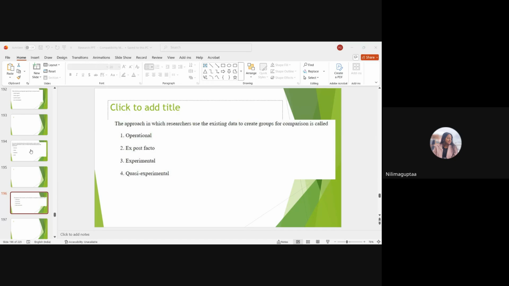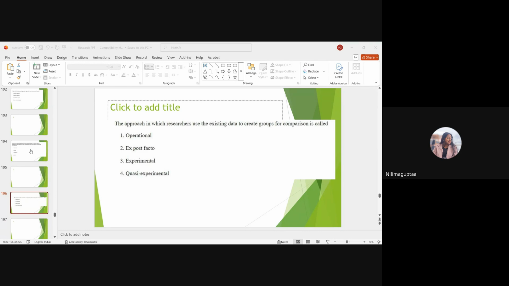Okay. So the approach in which researchers use existing data to create groups for comparison here. Two things will be eliminated: operational and quasi-experimental. In this, the groups are not created. Groups are created in two categories, that is ex post facto and experimental.